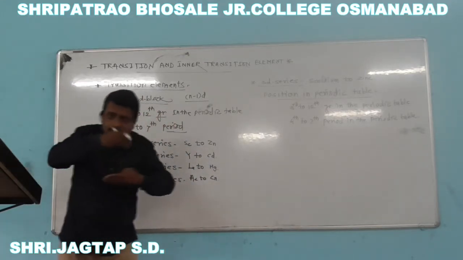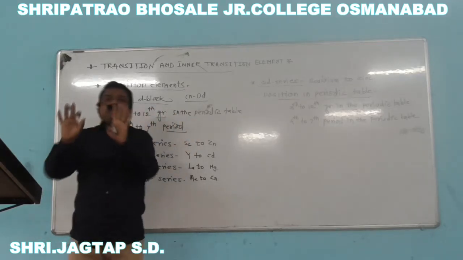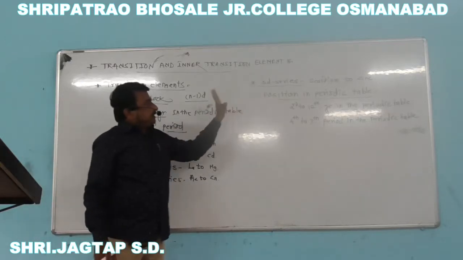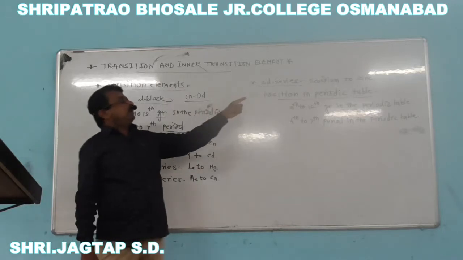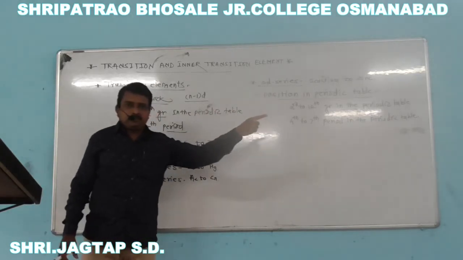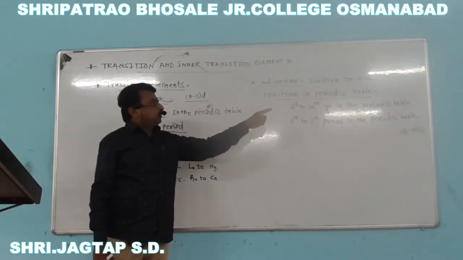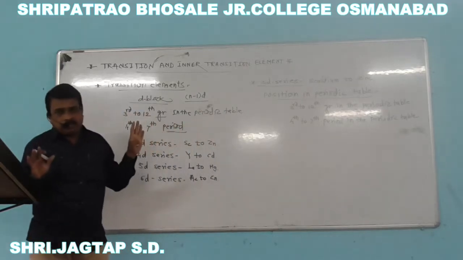They show gradual change in their physical properties as we move from S block element to P block element. In short, the 3d series consists of 10 elements starting from scandium and ending with zinc. These elements are placed in the 3rd to 12th group and 4th to 7th period in the periodic table.